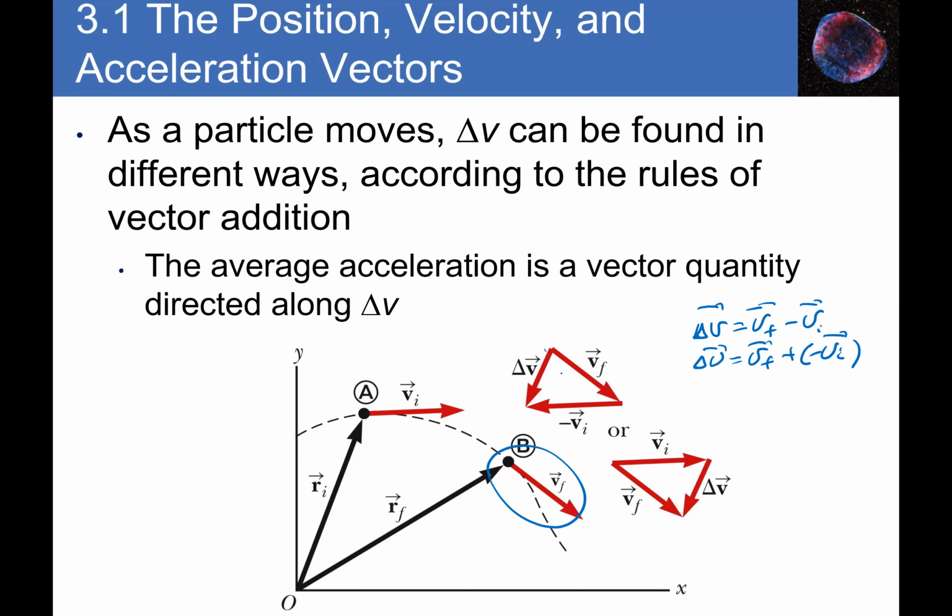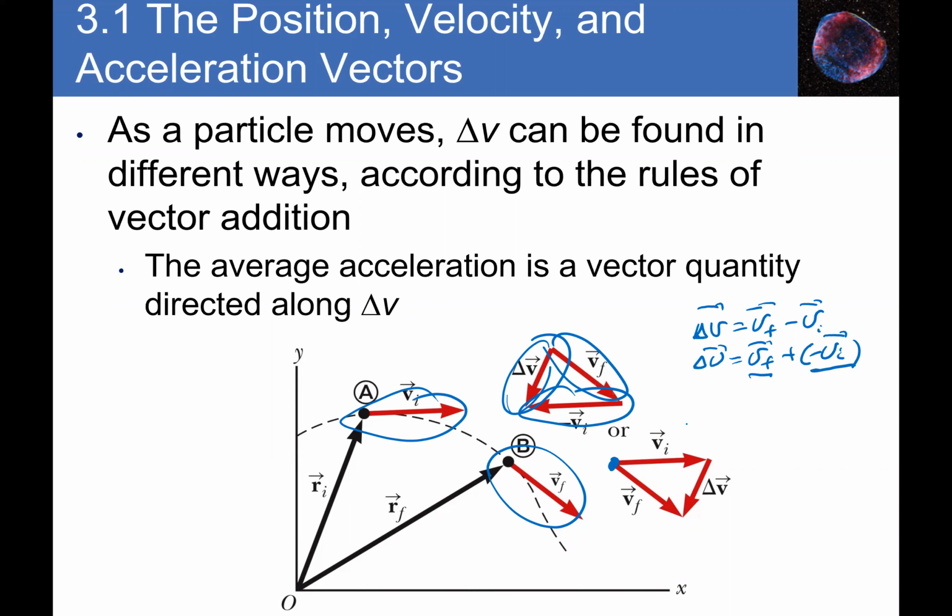So we have V final, and then we add to V final the negative of V initial, which is this guy here. Then tip to tail gives us delta V. This is the tip to tail method. When you're using the tip to tail method, you connect V final and negative of V initial together, tip to tail, and then the resultant delta V goes from the tail of V final to the tip of negative V initial. Or you can use a parallelogram method.